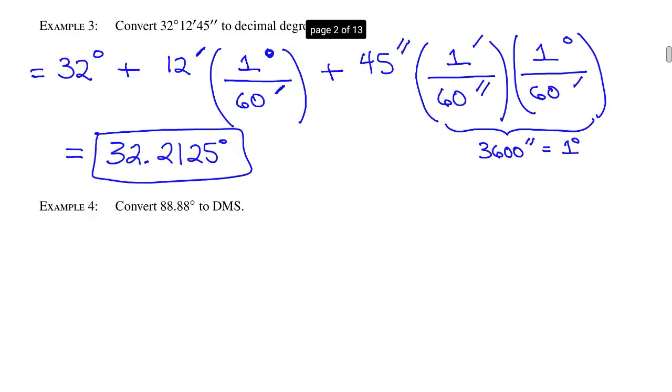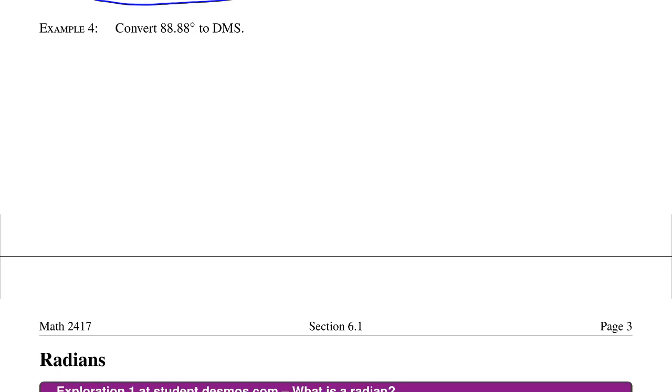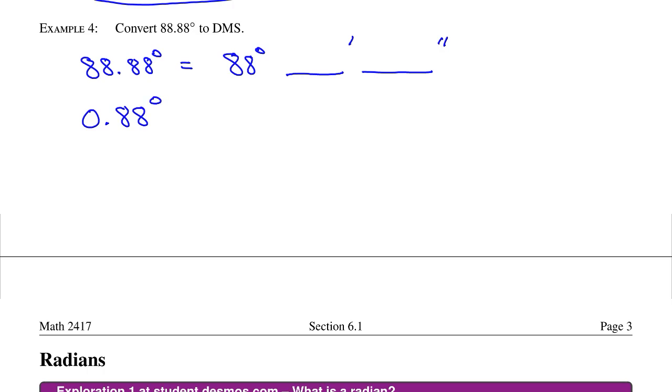Let's look at example 4. Convert 88.88 degrees to DMS, degrees, minutes, seconds. So the way I think about this is 88.88 degrees is equal to 88 degrees. We know that part. But then there are some minutes and there are some seconds. And it's our job to now figure out how many minutes and how many seconds. So I've already taken care of the first 88, the integer part. I now need to look at the rest of the subdivision of the degree. Well, what's left after the 88?